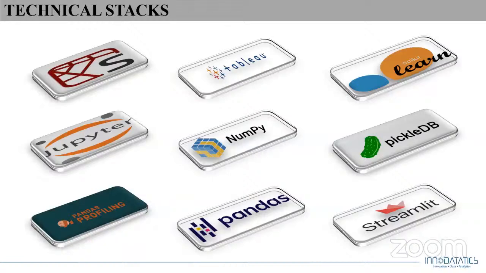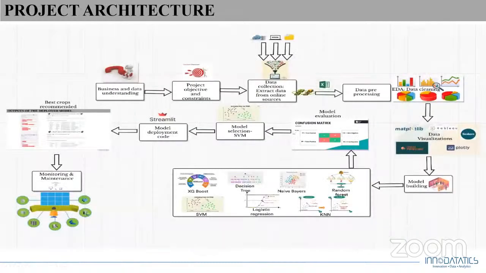Next, I'm going to explain about the project architecture. Next slide, please. First step is business and data understanding. Here we understood what the business is all about. It is a farming project wherein the best crops are recommended to the farmers.